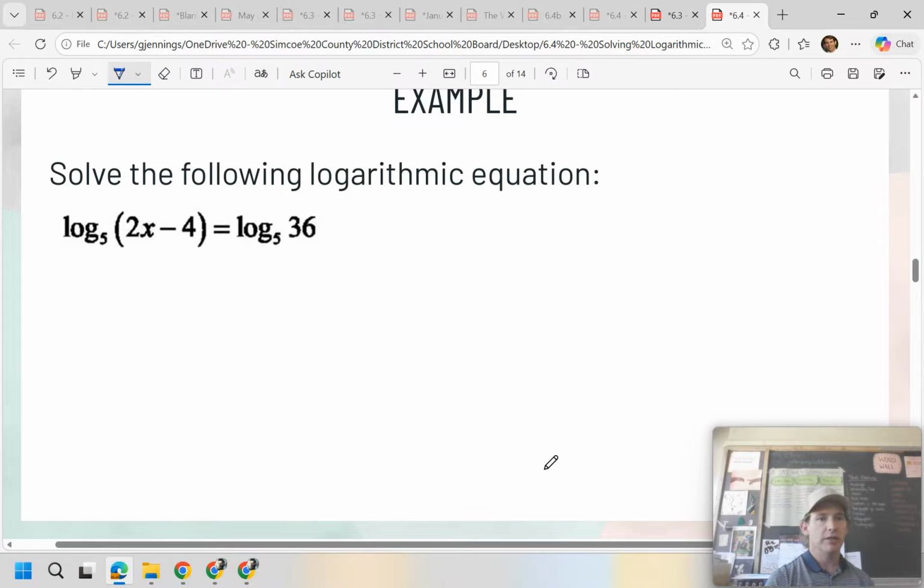If we have this one, go ahead and copy it down. Log base 5 of 2x minus 4 equals log base 5 of 36. What are our restrictions on x?